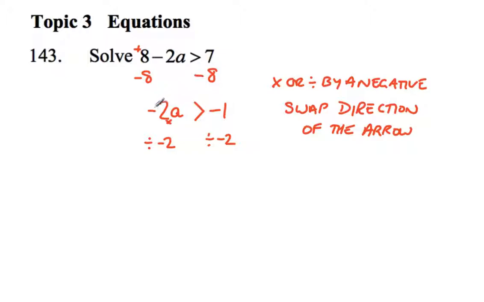So at the moment I have minus 2a is greater than minus 1. When we divide by minus 2, we'll have a on its own there, and this direction sign, instead of being greater than, is now less than, and we just calculate the right hand side. Minus 1 divided by minus 2, and minus divided by minus is a plus. It'll just be 1 divided by 2, or a half. So because we were dividing by a negative, the direction of the inequality sign swaps to be the opposite.